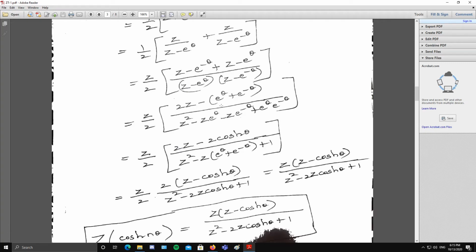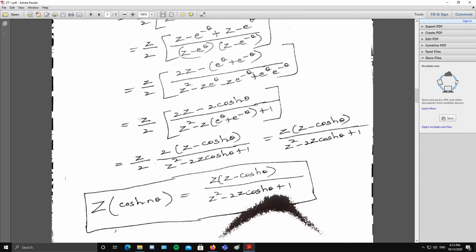So 2z minus 2 cos h theta by z square minus z into 2 cos h theta. E power theta into e power minus theta is e power 0, which is same as 1. So 2 gets cancelled. So the transform of cos h n theta is z into z minus cos h theta by z square minus 2z cos h theta plus 1.